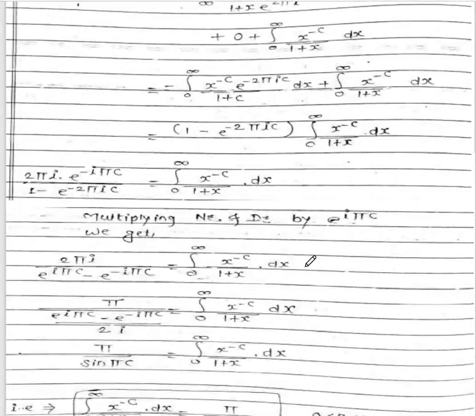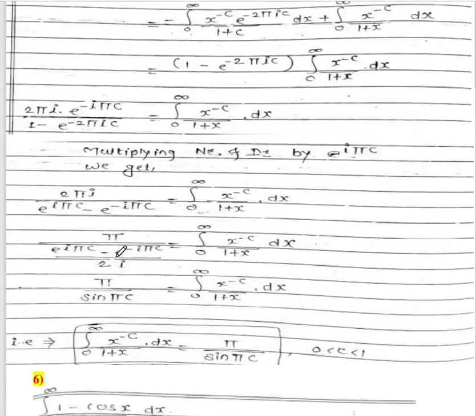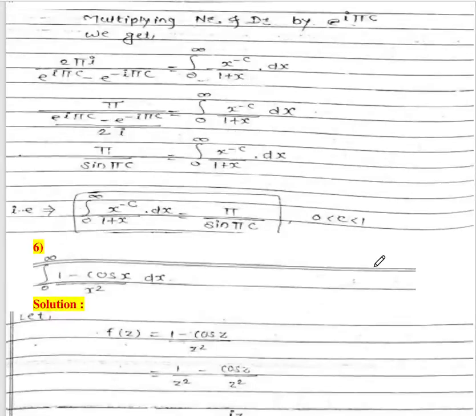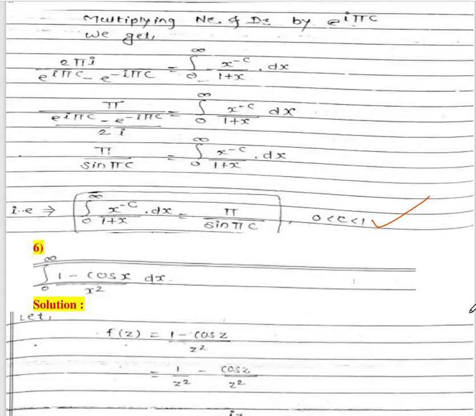Now we will multiply numerator and denominator by e raised to power i pi c. So multiplying on both sides, we will get these steps, with some cancelling and rearranging of terms. After solving these steps, we will get the required result, that is the integral from 0 to infinity of x to the power c upon 1 plus x dx equals pi upon sine pi c, where c lies between 0 and 1. So this is example number 5.